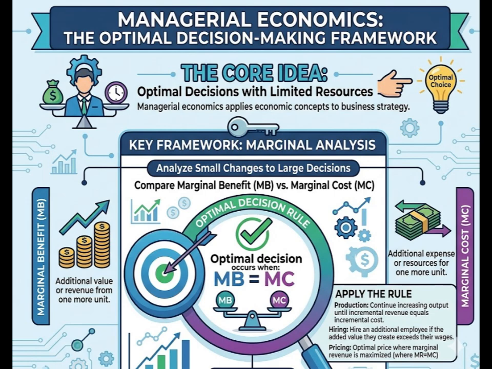Compare marginal benefit, that is MB, versus marginal cost, that is MC. And what is the condition for optimal decision? And that is when MB is equal to MC. This is the golden rule of profit maximization. Marginal benefit equal to marginal cost.